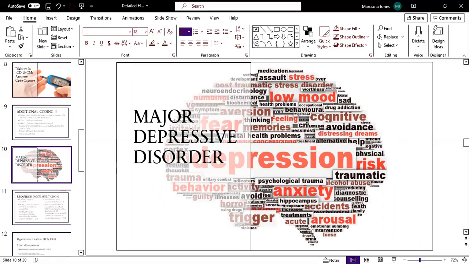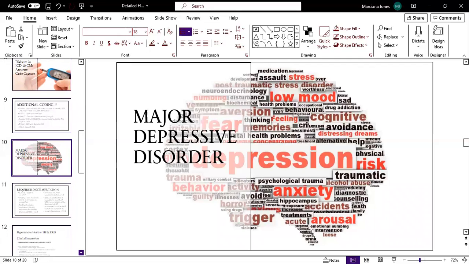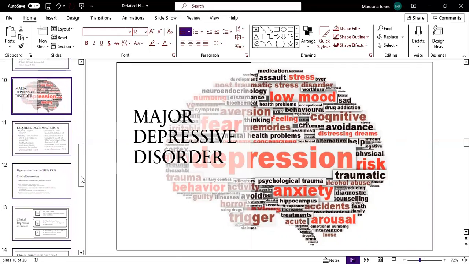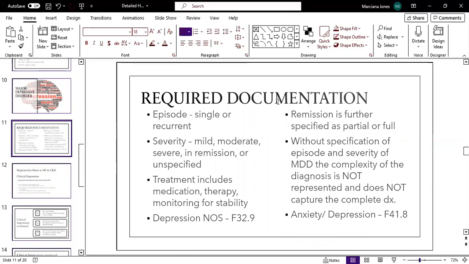So let's talk about major depressive disorder. I talked about it a little bit earlier, but I'll talk about it in detail here. So required documentation. Again, documentation is very, very important. And I'm not sure if you guys know or not, there is a very open lane for documentation coders.